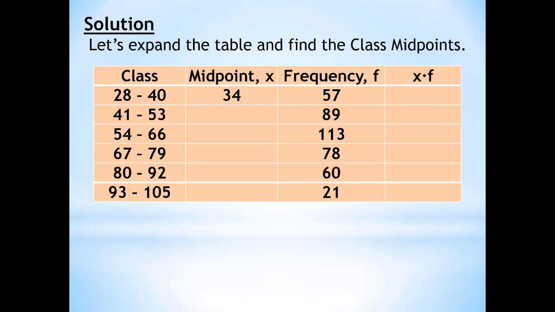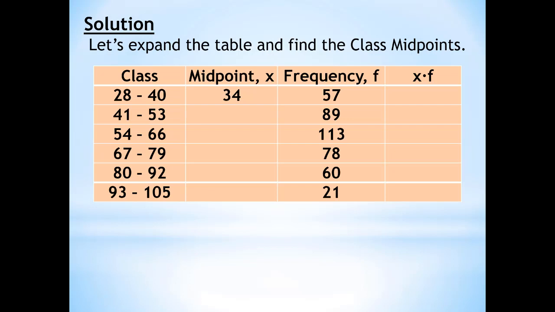How do we find each successive midpoint? Well, we could do the same thing, add the two endpoints together and divide by 2, or we could just find the class width. In this problem, the class width is 13. Remember that class width is always equal to the difference between consecutive lower class limits. The first lower class limit was 28, and the second was 41, so the difference between 41 and 28 is the class width, and that's 13.